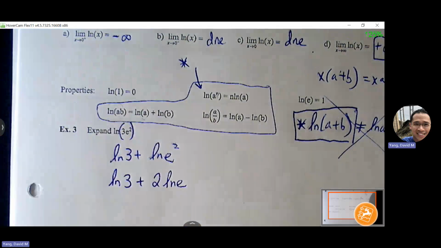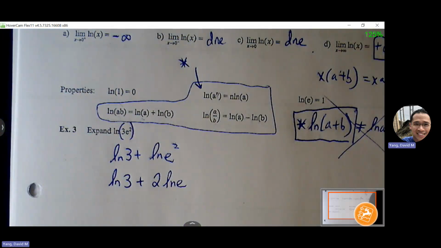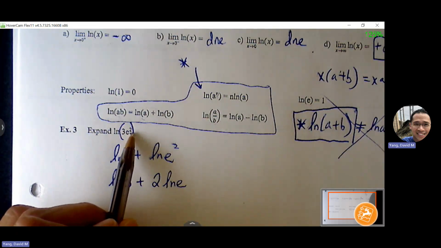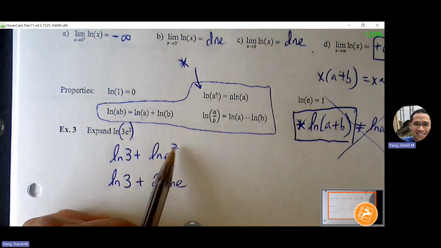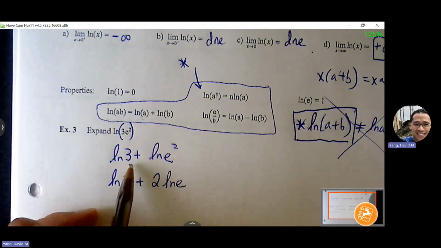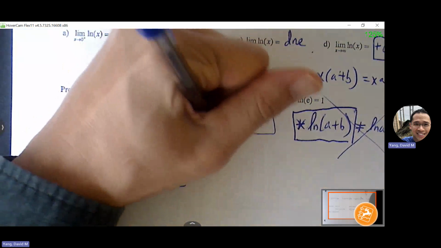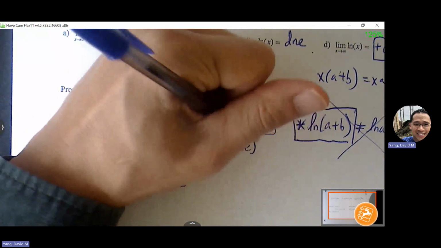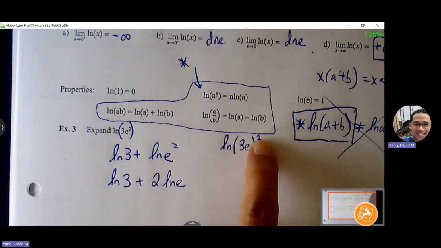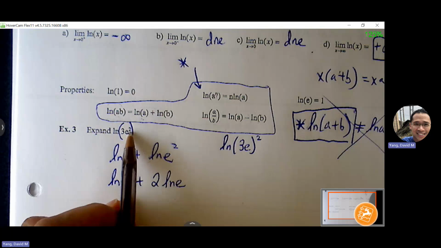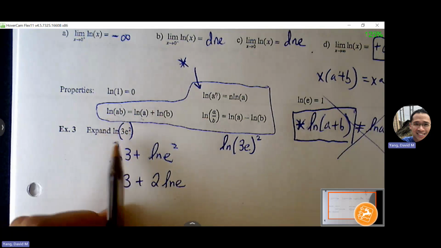There's one more thing, yeah. Why couldn't you start off doing the power property? That's a good question. The reason is that this e squared doesn't see the 3. So the natural log of e squared needs to be separated before we can do the power property. Now, if it was natural log of 3e in parentheses squared, then yeah, that 2 can come down because the 3 is inside. But here the squared is only impacting the e, so it can't come down in front.